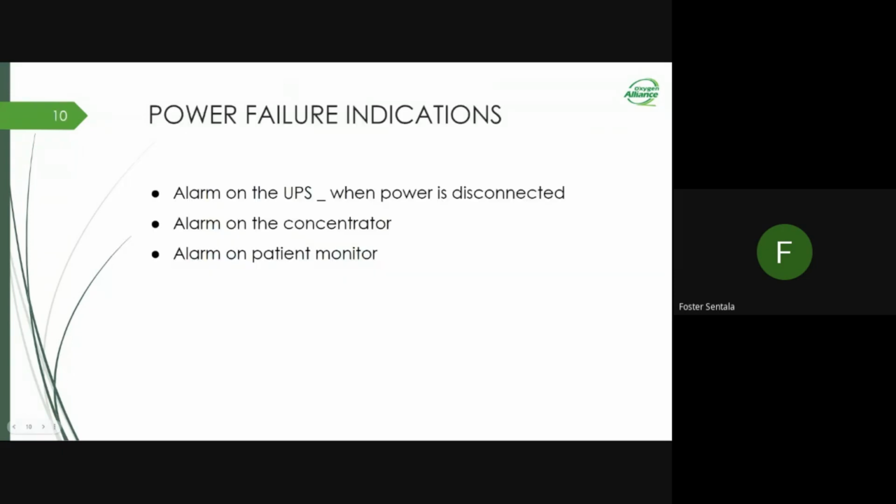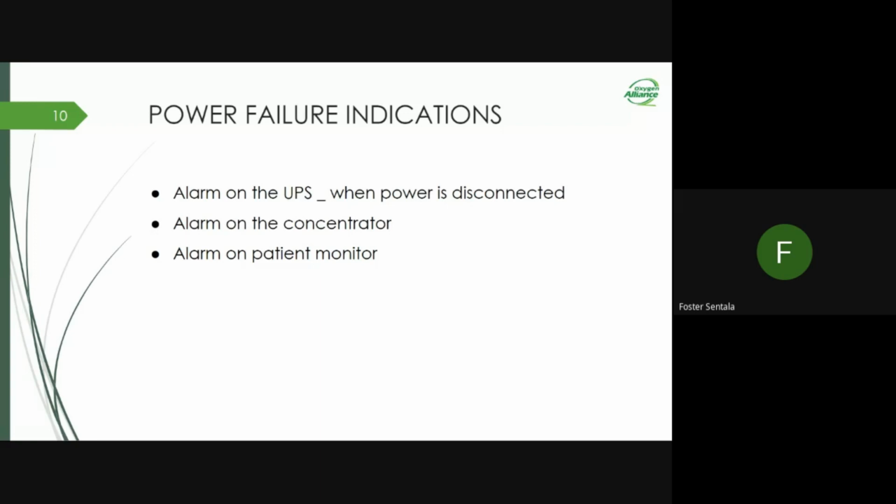Moving on, this machine has several indications in cases of power failure. So the first one is indicated on the UPS. When power is disconnected, there is usually an alarm that sounds on the UPS. So in cases whereby you hear the UPS beeping, you have to check your connection from the mains. There is also, as I've said earlier on, an alarm on the concentrator. So you also have to check the connection from the mains or from the UPS. If there is a power cut, then you have to find alternative sources.